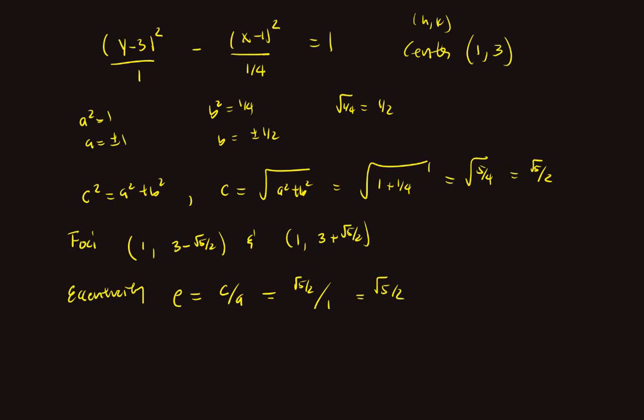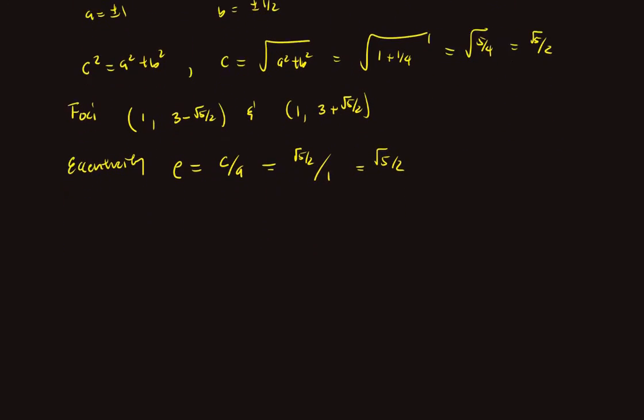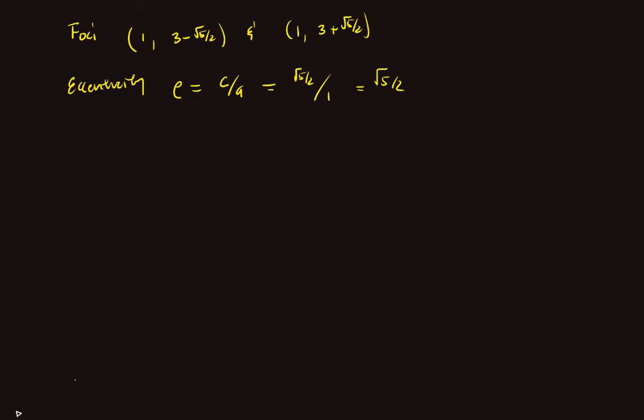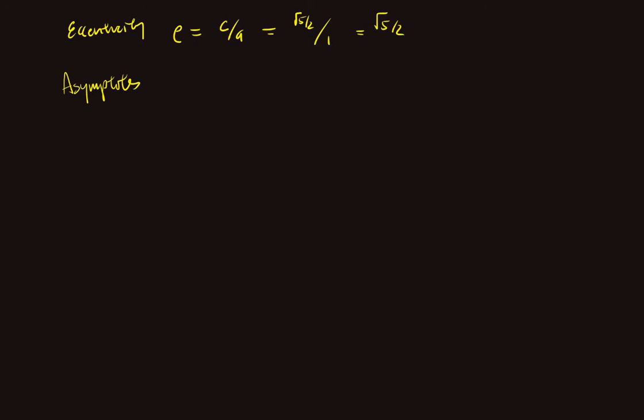Let me scroll this one up a little bit, because now we're going to find the asymptotes. Okay, finding the asymptotes. For the equation where the hyperbola is along the y-axis, y is equal to b divided by a, times (x - h), plus k.